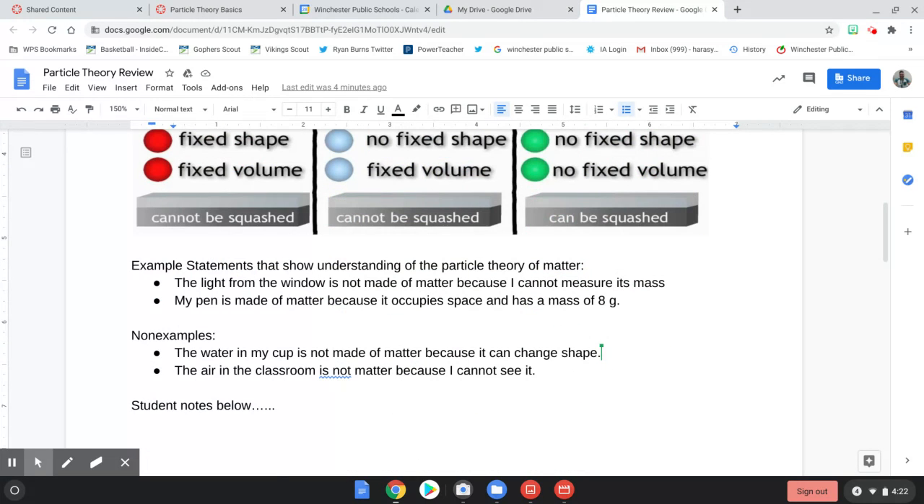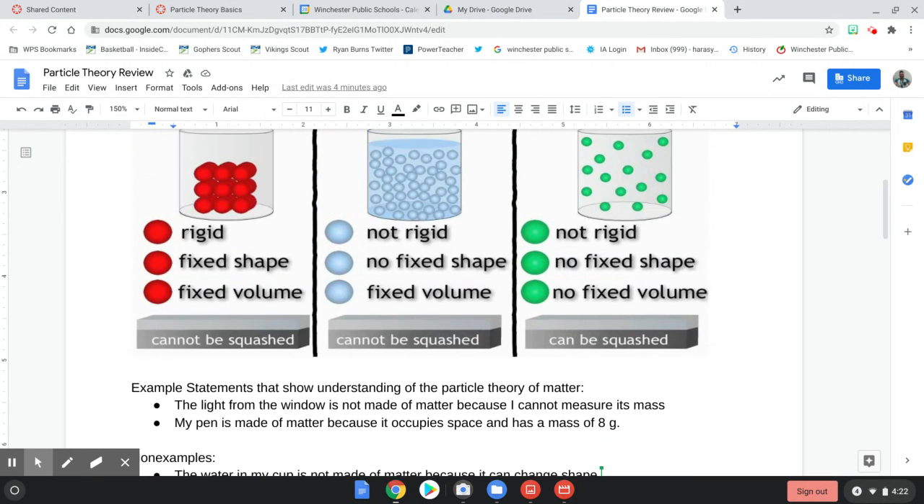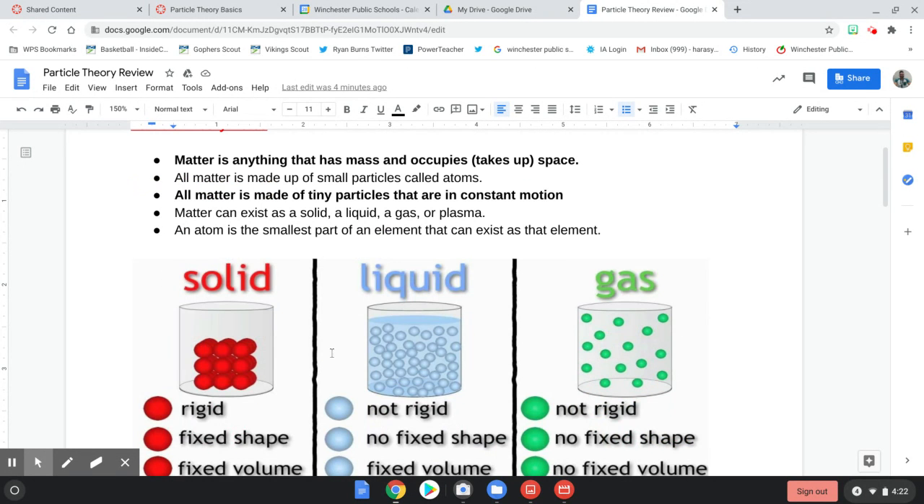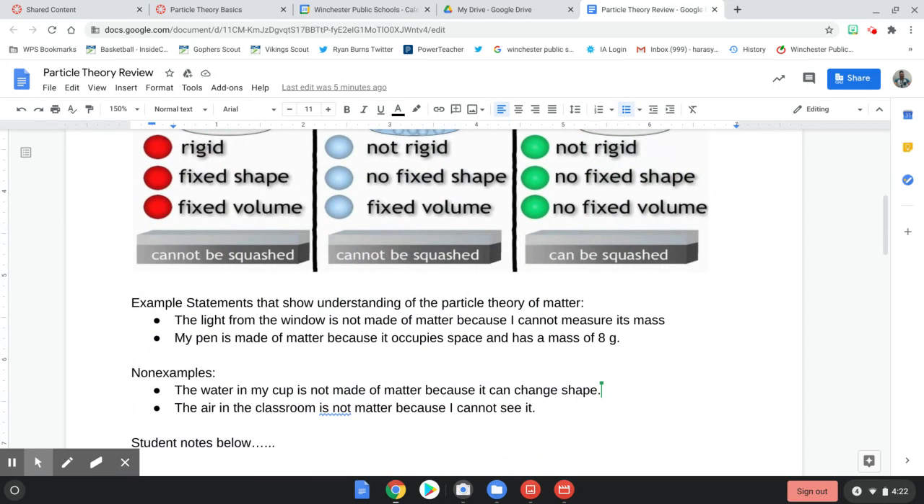Then here's two non-examples. The water in my cup is not made of matter because it can change shape. Well, there's nothing about the particle theory up here that says that matter can't change shape. As a matter of fact, if it's a liquid, it should be able to change shape because it doesn't have a fixed shape. So that's a non-example. This statement does not indicate whether it's matter or not. Second non-example, the air in the classroom is not matter because I cannot see it. Well, some matter you can't see, like gases, they're still matter, but you can't see them. So this statement does not prove whether or not it's matter. That's what a non-example means.